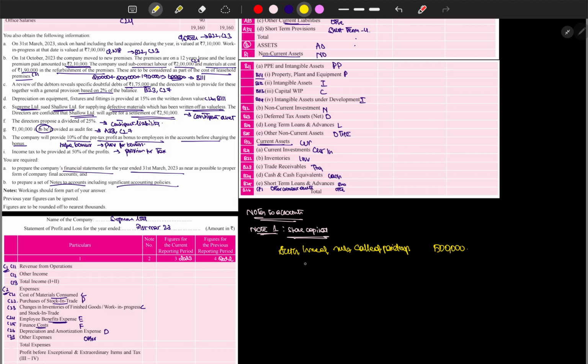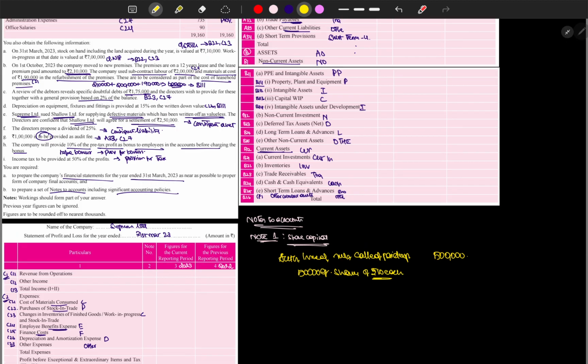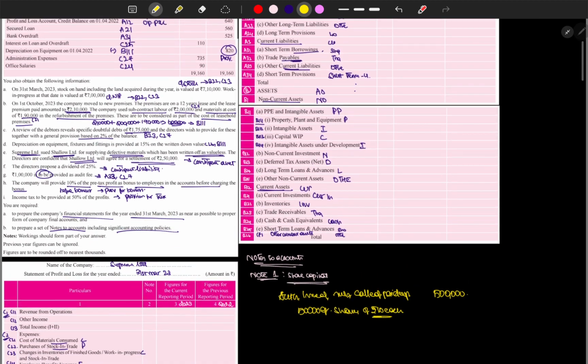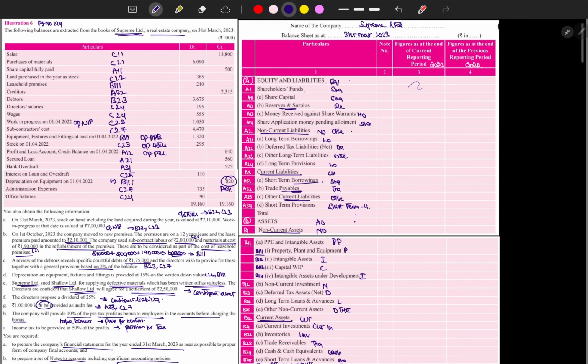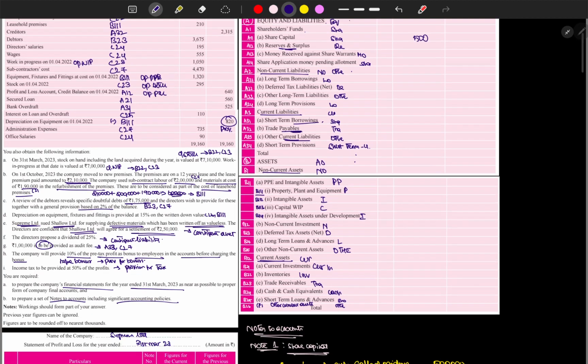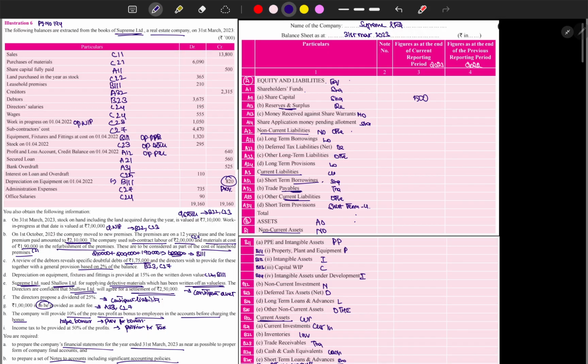is 50,000 equity shares of rupees 10 each. Rupees 10 is not given, we are assuming it as rupees 10, and our share capital value is rupees 5 lakhs, right? So 5 lakhs. Let's fill it up as 500. They have actually given it as rupees in lakhs, right?